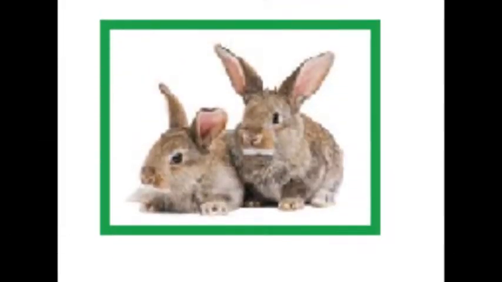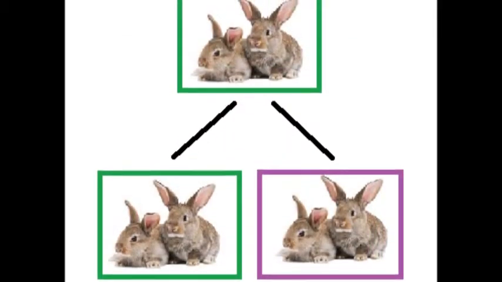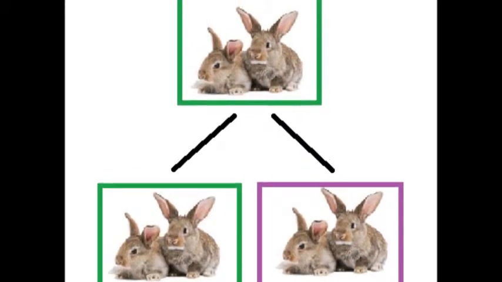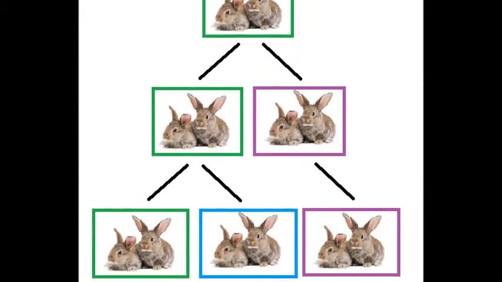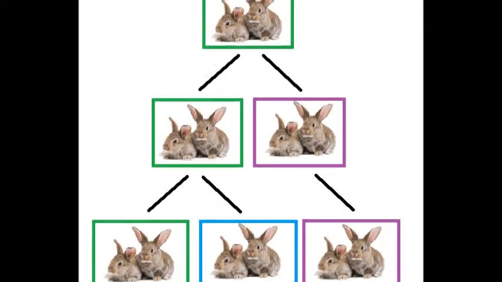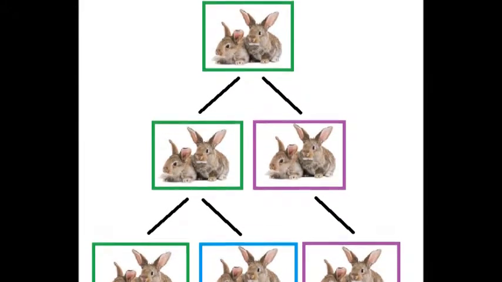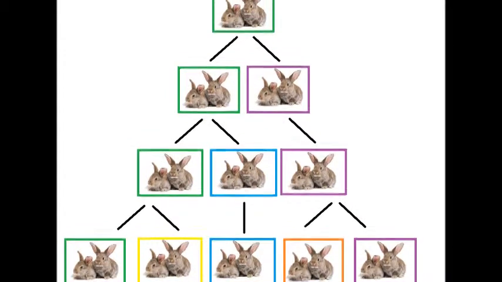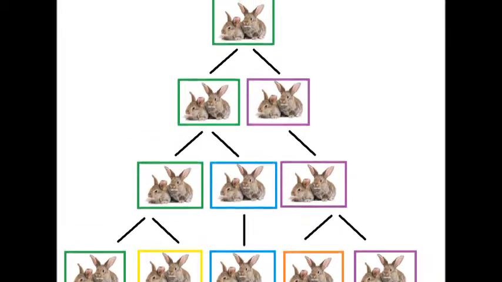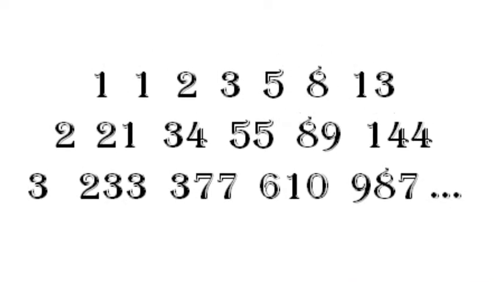Thus, at the end of the first month, we have one pair of rabbits only. At the end of the second month, a female rabbit gives birth to a new pair of rabbits, and we have 2 pairs in total. A month later, the initial female rabbit produces one more pair, making the number of rabbit pairs equal to 3. At the end of the 4th month, 2 more pairs of rabbits are produced, and we have 5 pairs in total. The number of pairs goes in this order.